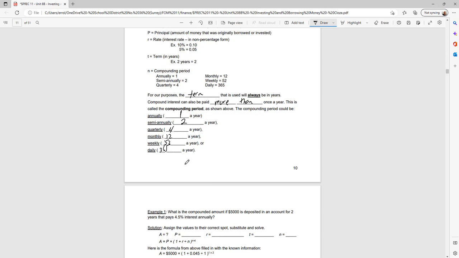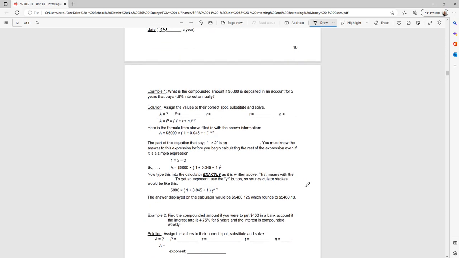Okay? So example number 1 says, what is the compounded amount if $5,000 is deposited in the account for 2 years that pays an annual interest rate of 4.5%? So this is kind of neat because it says principal is $5,000. R is, of course, 4.5%, so it's going to be 0.045. T, of course, is 2. And compounding annually is 1.